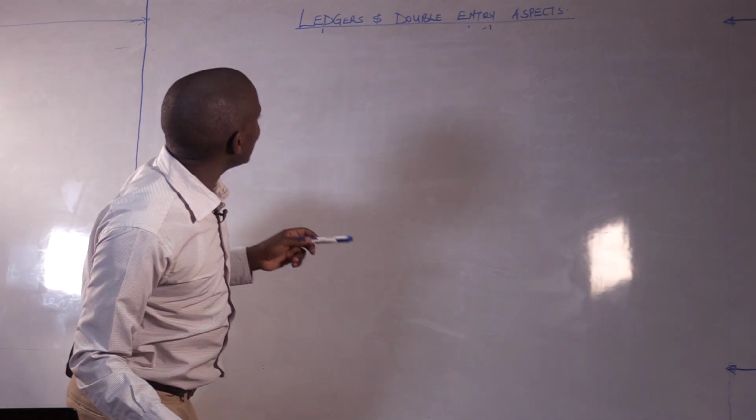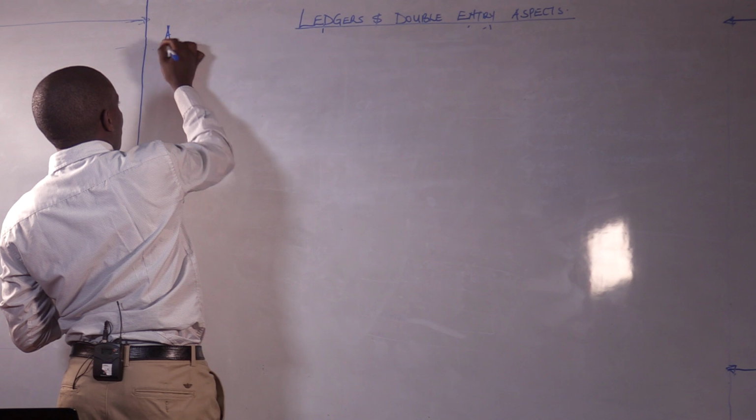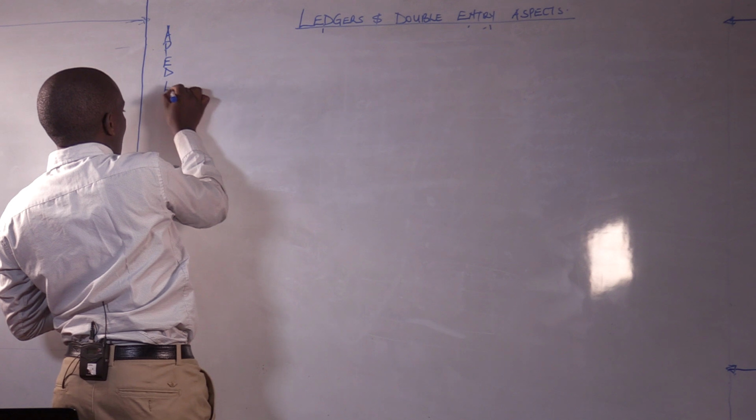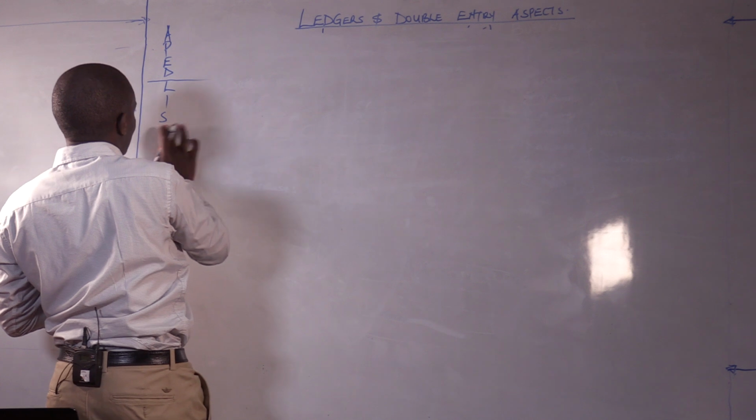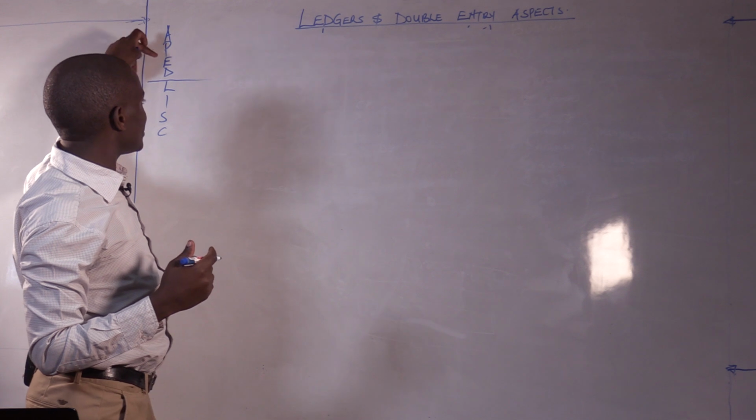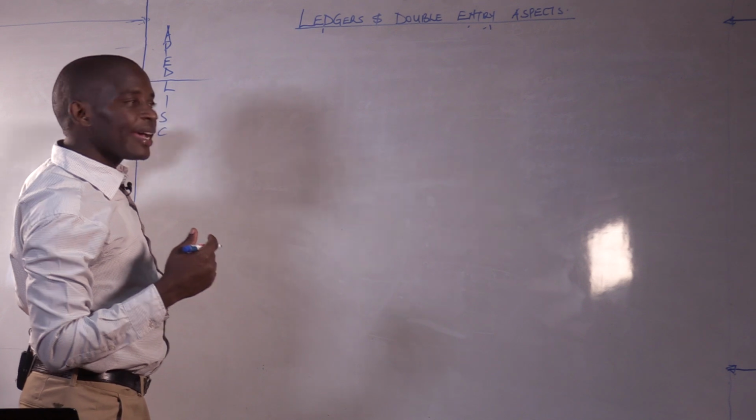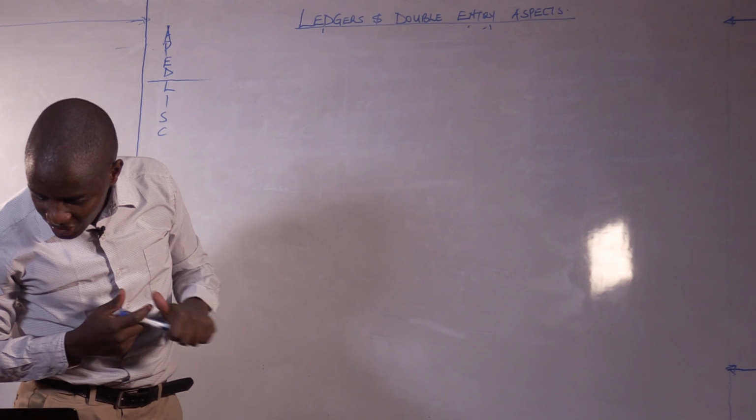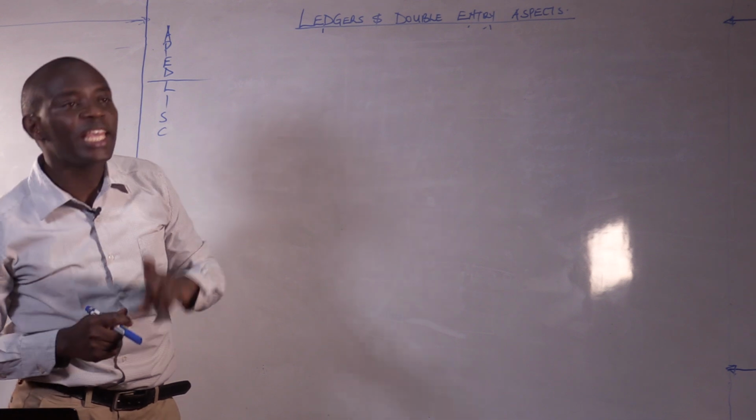I will write my initials here, just like that, so that we'll be referring to them. So these are the initials: assets, purchases, expenses, drawings, liabilities, incomes, sales, and capital. So the first transaction was June 1st, 2002. We are told that he started a business with shillings 50,000 in the bank.